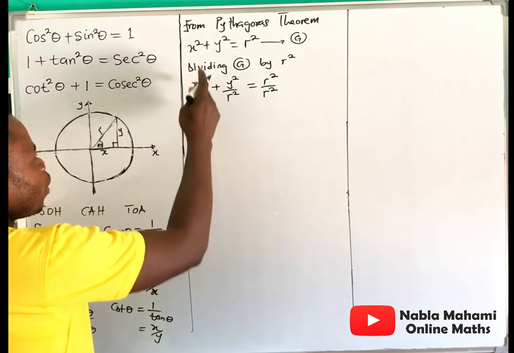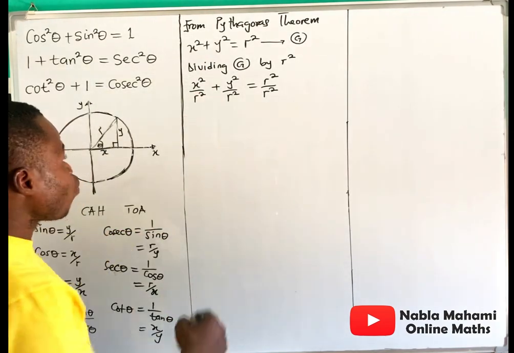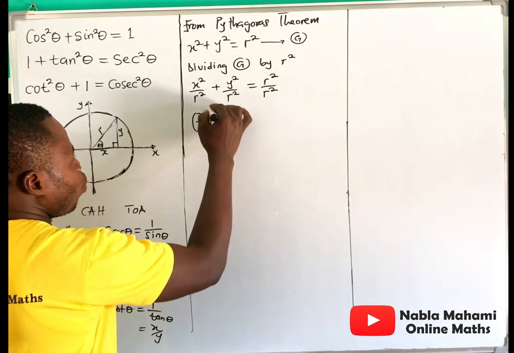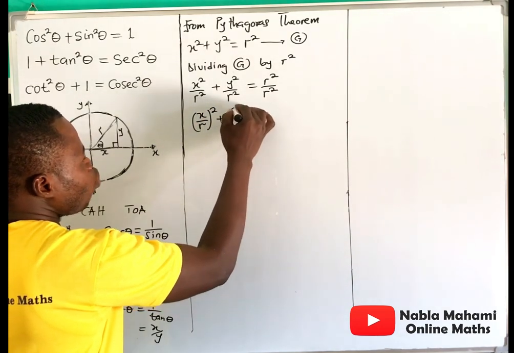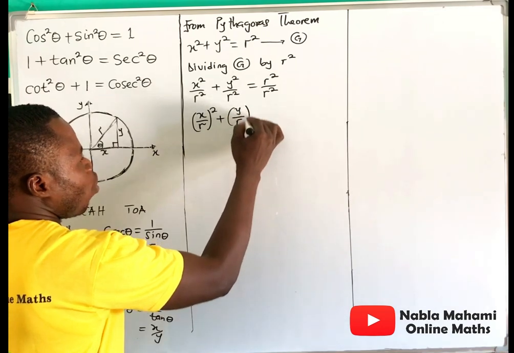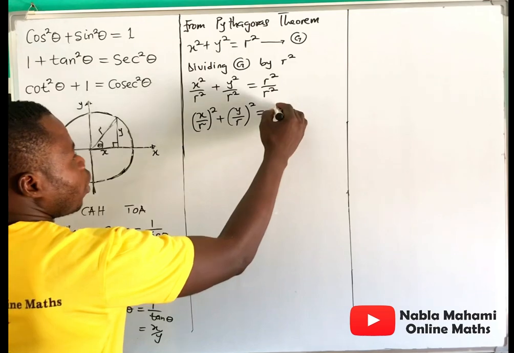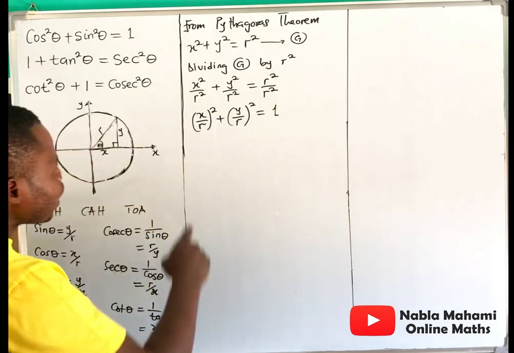Then you can see that x squared and r squared have the same common power. So I can write it as (x over r) all squared plus, here also with the common power, (y over r) all squared. But r squared over r squared is equal to 1. Now, you can see that here I have x over r.